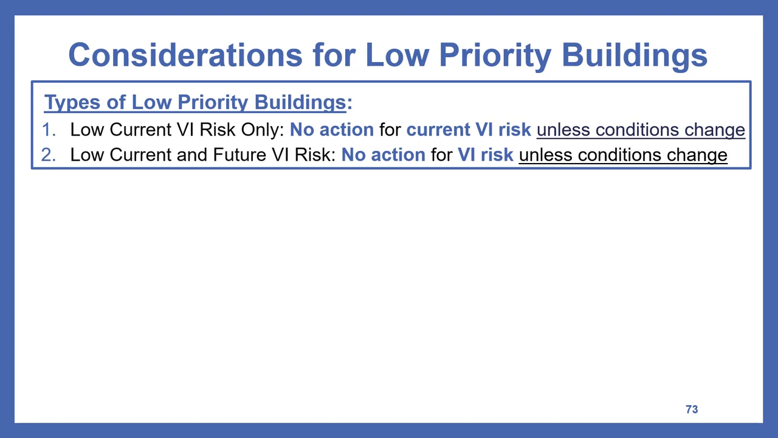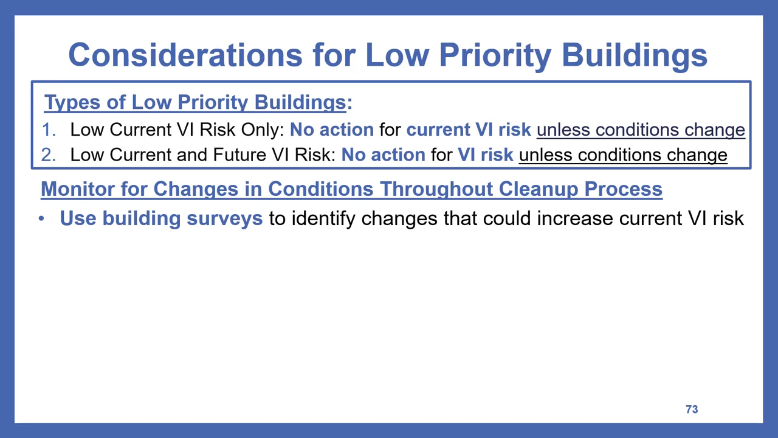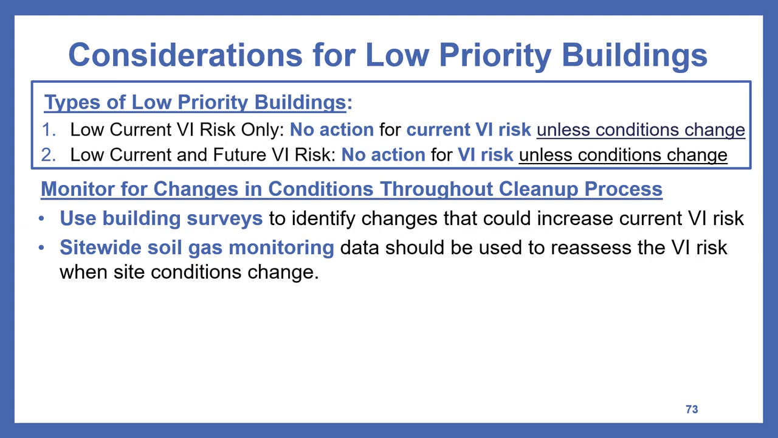And so when we have these low priority buildings, we're definitely going to want to make sure we're monitoring for changes in conditions throughout the cleanup process. Some of the ways you can do this are using building surveys to identify changes that could increase VI risk at the buildings. So this could be remodeling that happens or changes in HVAC system. You're also going to want to use site-wide soil gas monitoring data, and you can use this to reassess the risk when site conditions change.